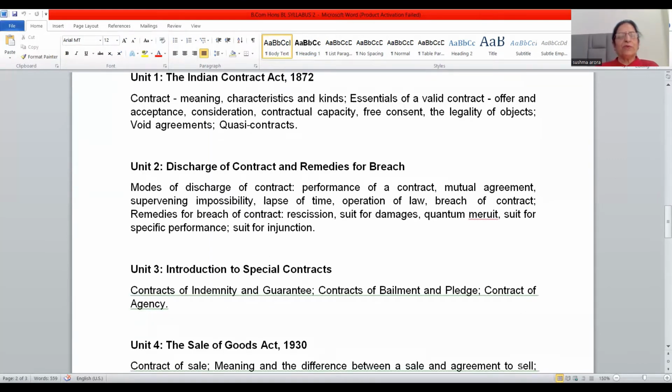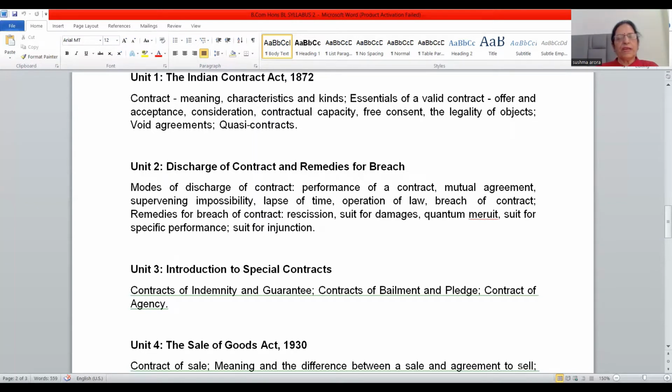So coming to unit number 2, discharge of contract and remedies for breach of contract. How is the contract discharged? Contract, once it takes place, okay, then it needs to be performed. So performance is one of the ways in which the contract gets discharged. Discharge means how the contract comes to an end. Termination of contract. And if in the contract, either party does not fulfill his part of obligation, then what are the rights available to the injured party or aggrieved party?